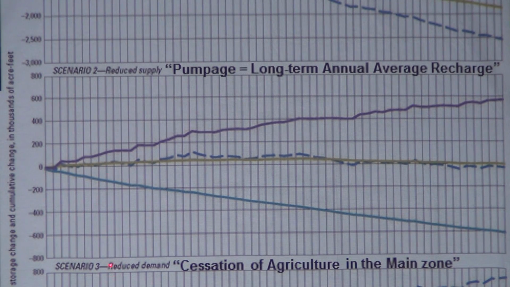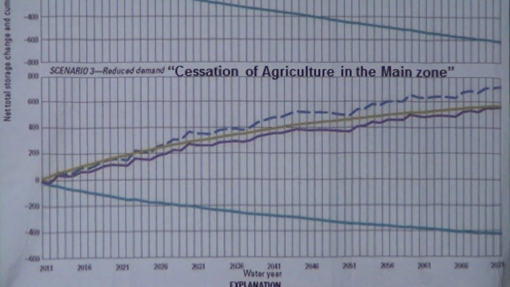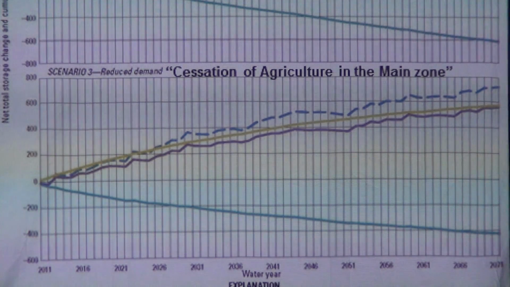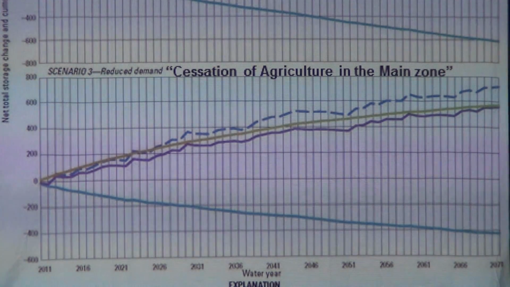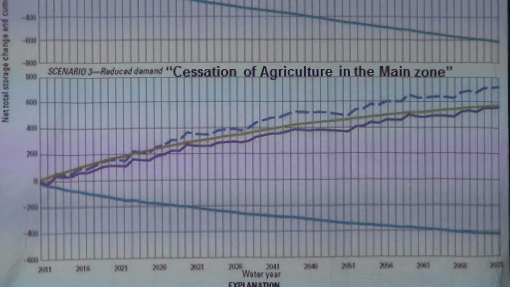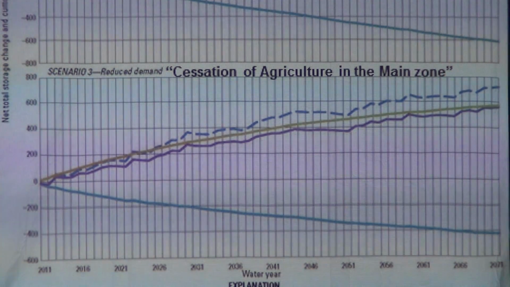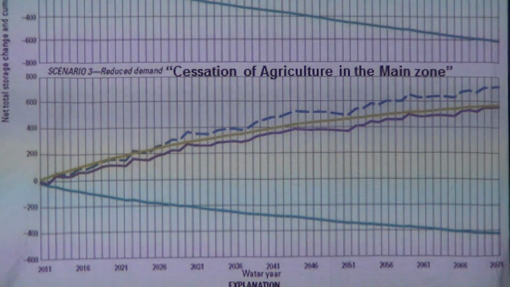So the third scenario that we did is reduced demand. The way you reduce demand is that you stop needing the water. One way to stop needing the water is to get rid of or stop the agriculture in the main zone. That's not sustainable for agriculture, but it is a bounding example. I'm not advocating any of this. These are just bounding values or scenarios.